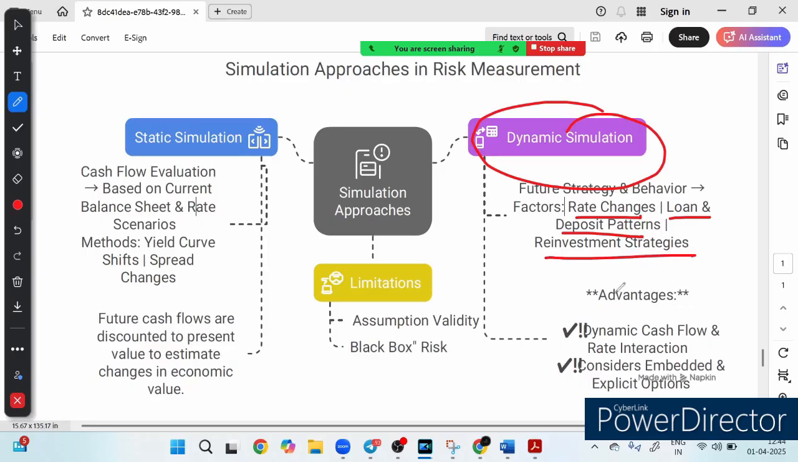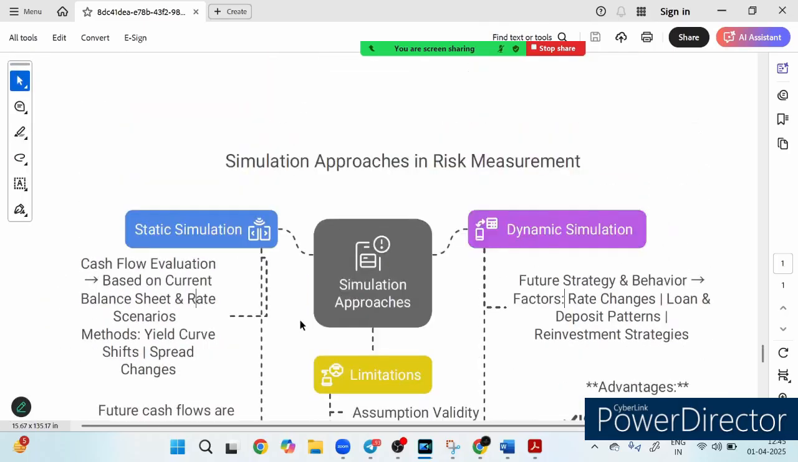What are the advantages of dynamic simulation? It models realistic cash flow interaction over time, and it captures both explicit as well as embedded options like loan repayment and deposit withdrawal, and it helps in better decisions and proactive risk strategy. So basically, the simulation approach helps banks anticipate risk before it happens, while a static simulation gives a quick snapshot. Dynamic simulation provides a real world evolving risk assessment, making it a game changer in risk management, right? So these are the two approaches of simulation in risk management.